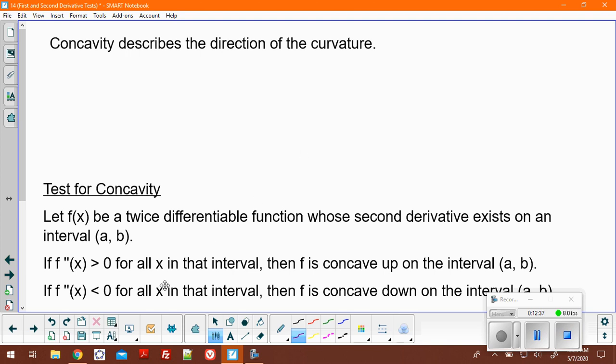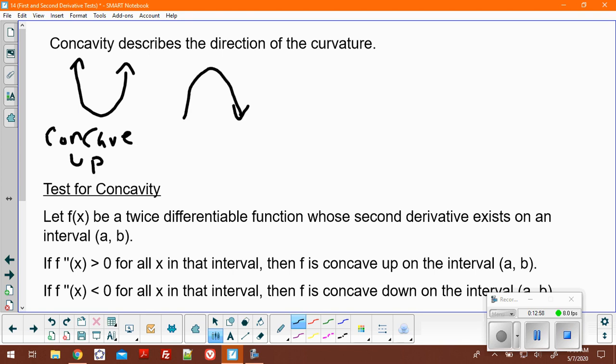The next thing we're going to talk about is what's called concavity. Concavity describes the direction that the curve is kind of opening. So if you go back to parabolas, we would call this concave up. And this is concave down.